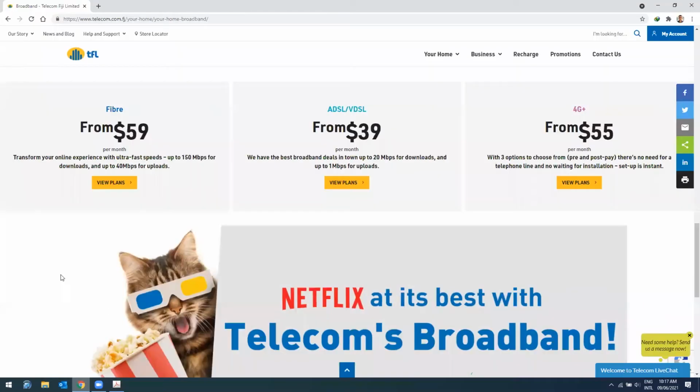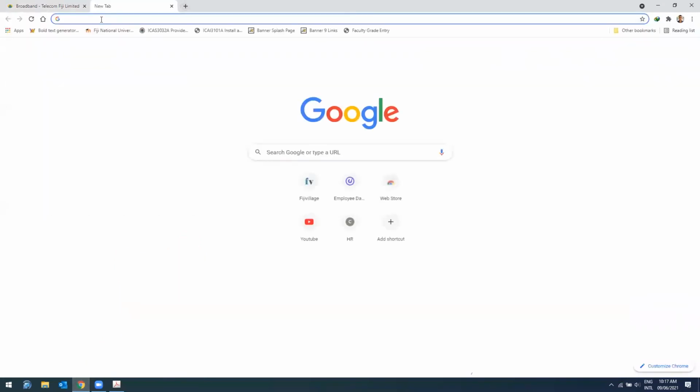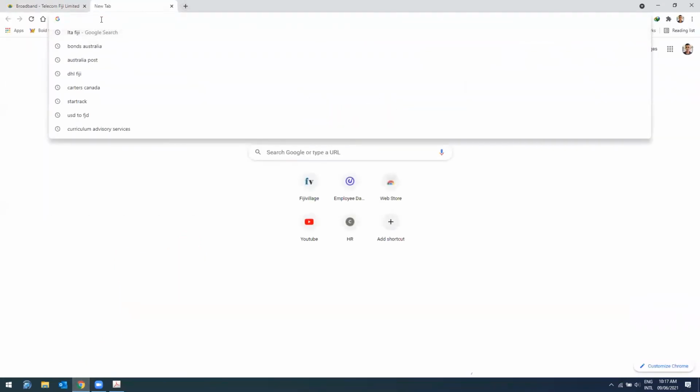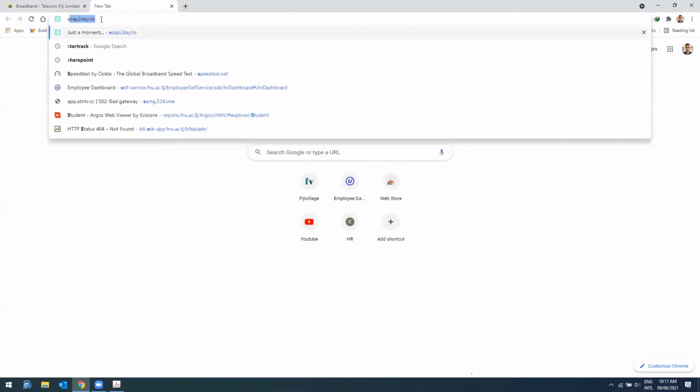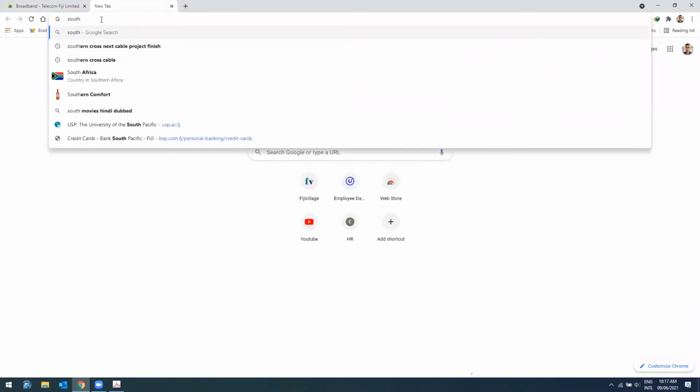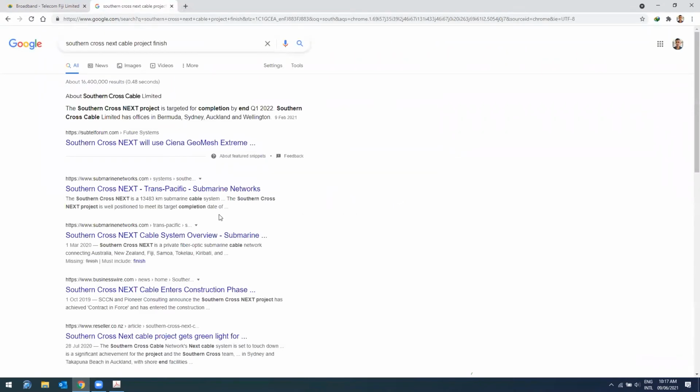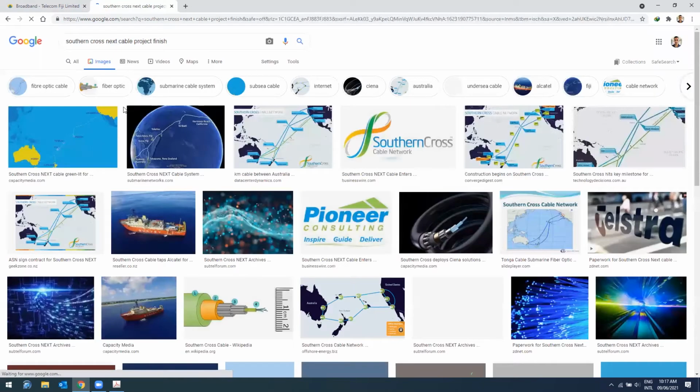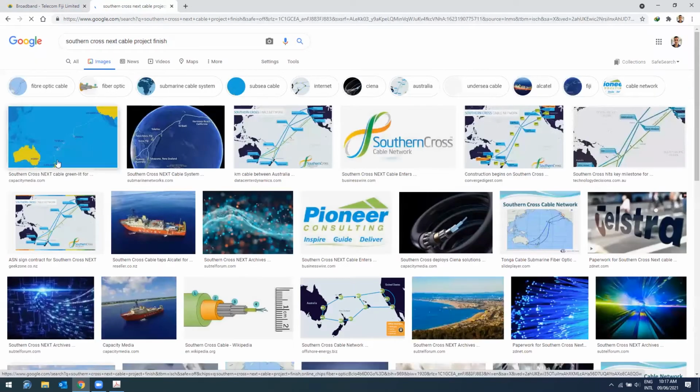Another thing, while we are on the leased line, I think I did explain to you about the Southern Cross cable, right? That is coming into Fiji. That is how we are connected. While I am speaking, there is another line, the Southern Cross NEXT line coming up.